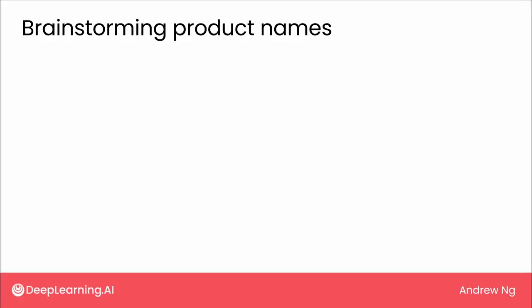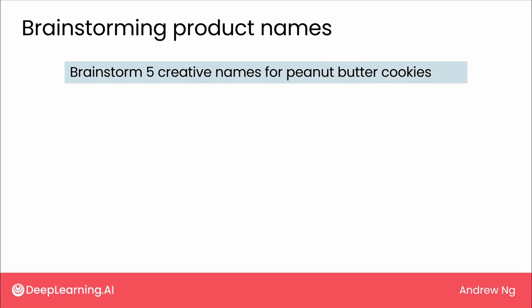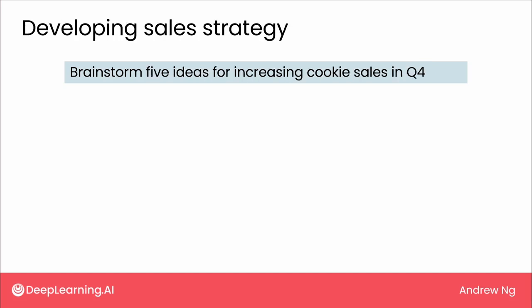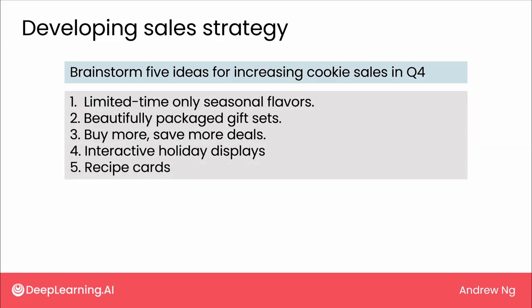For writing tasks, broadly, what we typically do is start with a relatively short prompt to generate a much longer piece of text. So let's take a look at some writing applications. I often use the web interface of large language models as a brainstorming partner. If you ask it, brainstorm 5 creative names for peanut butter cookies, it actually comes up with some pretty creative names. Nutty Nirvana Nibbles, I would eat that. Or if you ask it to brainstorm ideas for increasing cookie sales, then it comes up with a few ideas, and you can take a look to see if any of these may be useful.